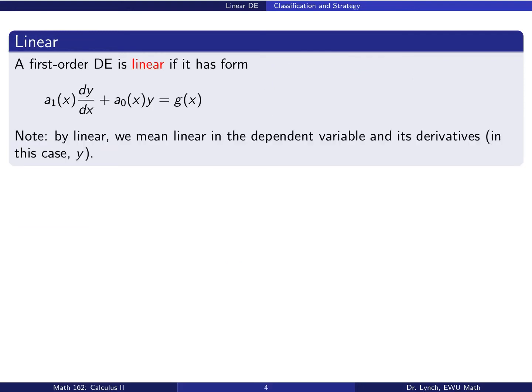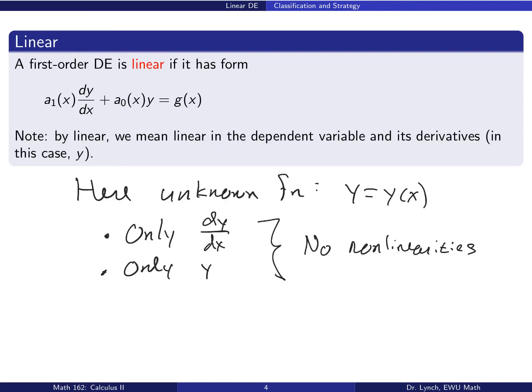Okay, so let's talk about what makes a differential equation linear. A first order differential equation is linear if it has the form a1(x) dy/dx plus a0(x) y equals some function, say g(x). Okay, these functions a1, a0, and g, it turns out, can be anything they want. By linear, what we mean here is linear in the dependent variable or the unknown function and its derivatives.